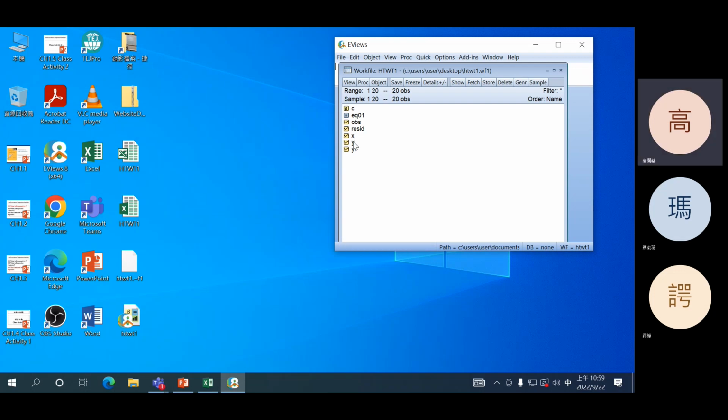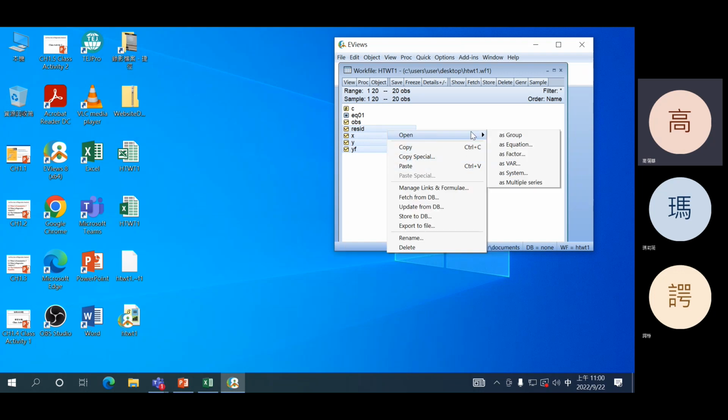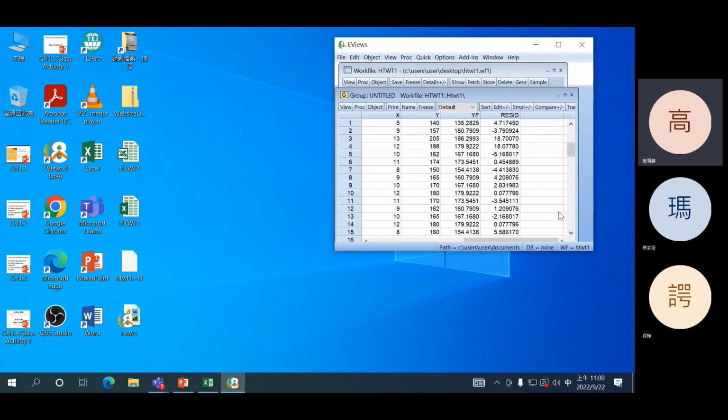The table 1.1, this is X, Y, forecast, and residual, okay? Then I have all of them, and I can open them as a group. So did you see all of this? X, Y, forecasting, and residual. Look at this. The data here is exactly what I have from table 1.1. You all see that? Okay.